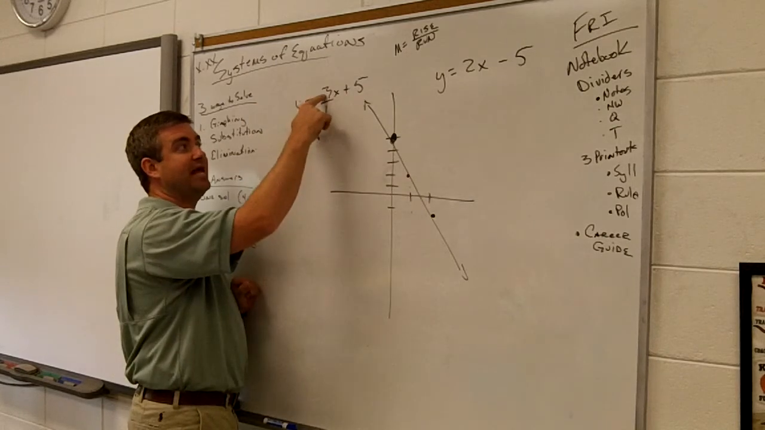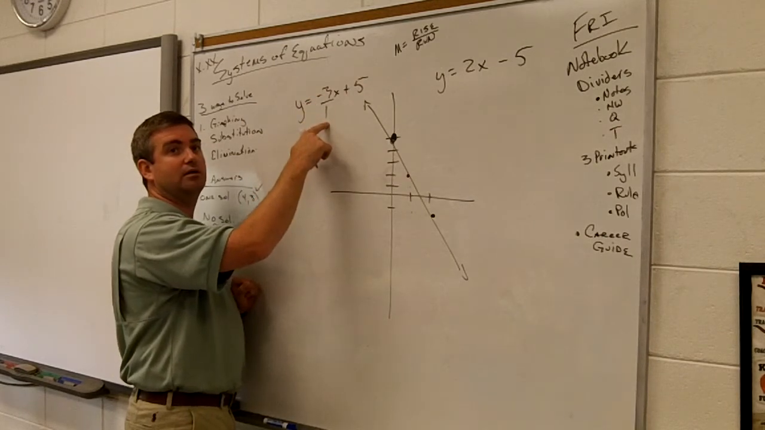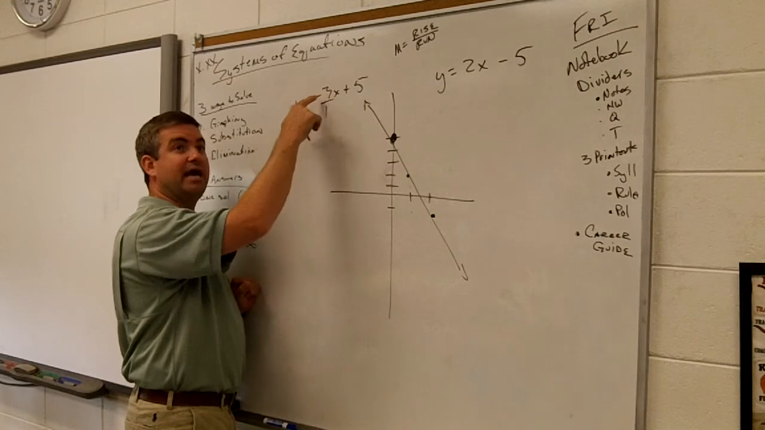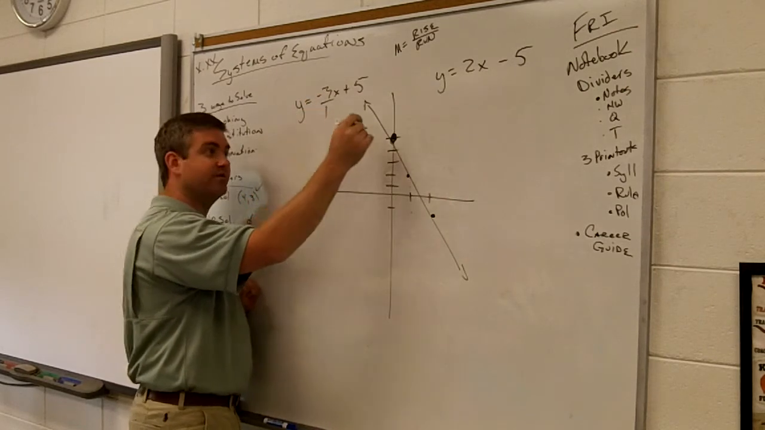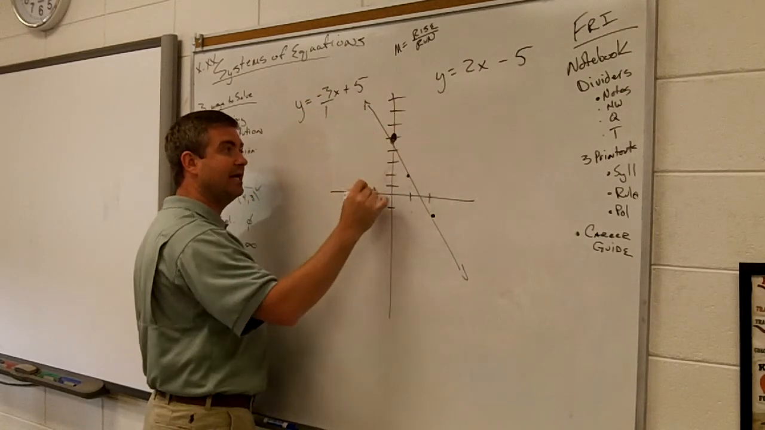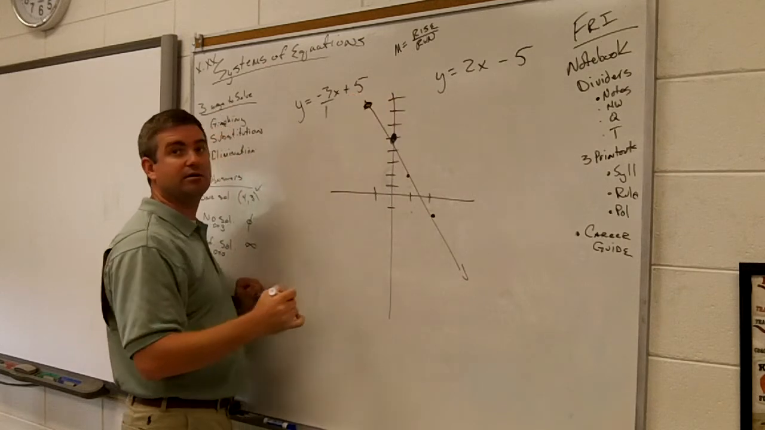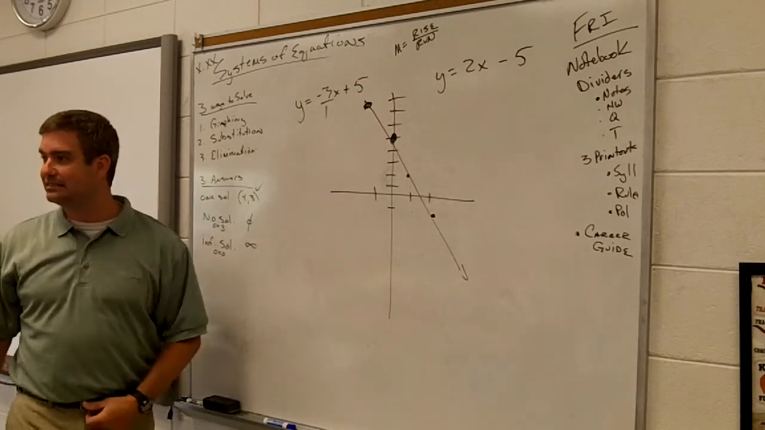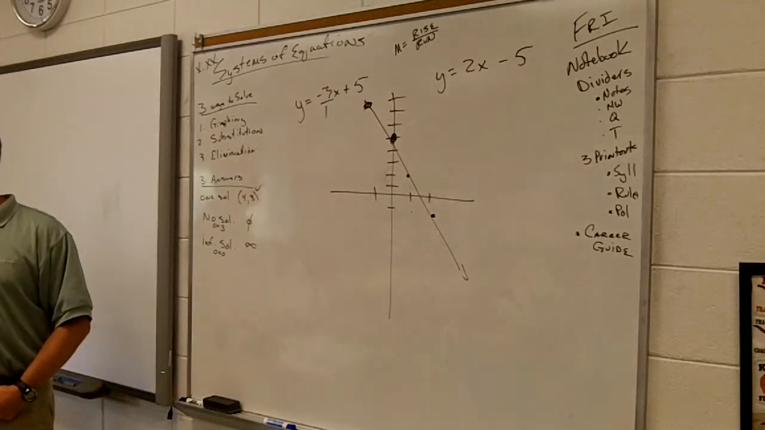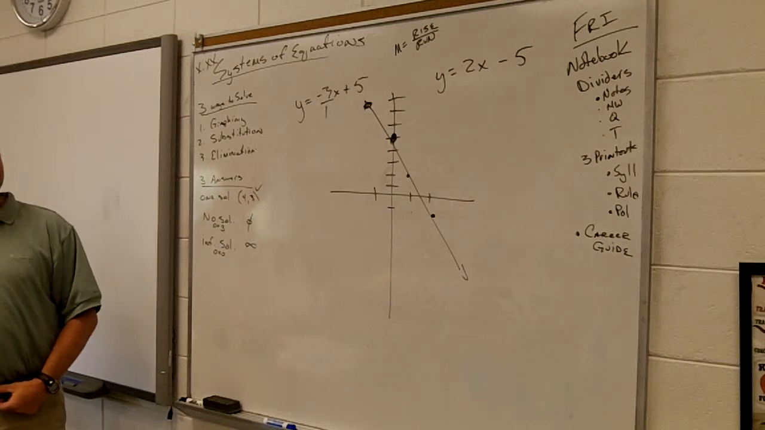If you wanted another point in the other direction, what could you do? What is the opposite of negative 3 over 1? Up 3 and to the left 1. Very good. Up 3 and to the left 1 would be right here. So I can graph a line. That's old school. Everybody in here should be able to graph a line.